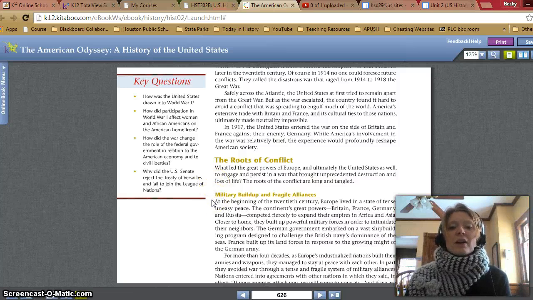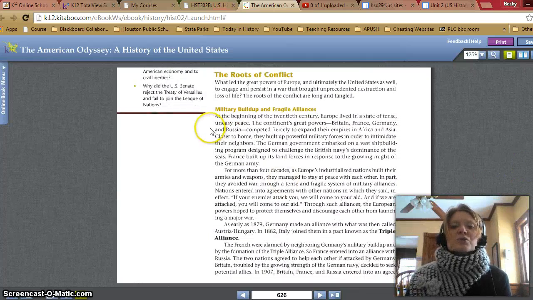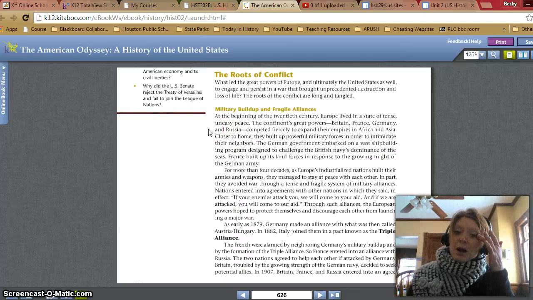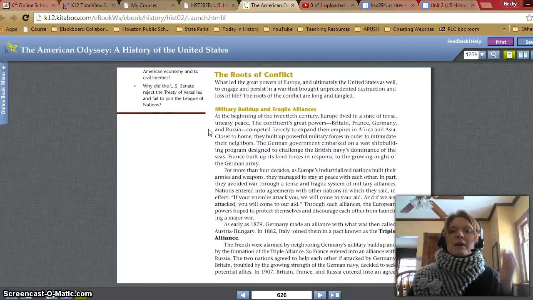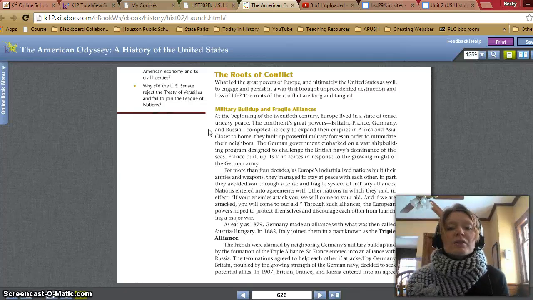Military buildup and fragile alliances. At the beginning of the 20th century, Europe lived in a state of tense, uneasy peace. The continent's great powers, Britain, France, Germany, and Russia, competed fiercely to expand their empires in Africa and Asia. Closer to home, they built up powerful military forces in order to intimidate their neighbors. The German government embarked on a vast shipbuilding program designed to challenge the British Navy's dominance of the seas. France built up its land forces in response to the growing might of the German army.